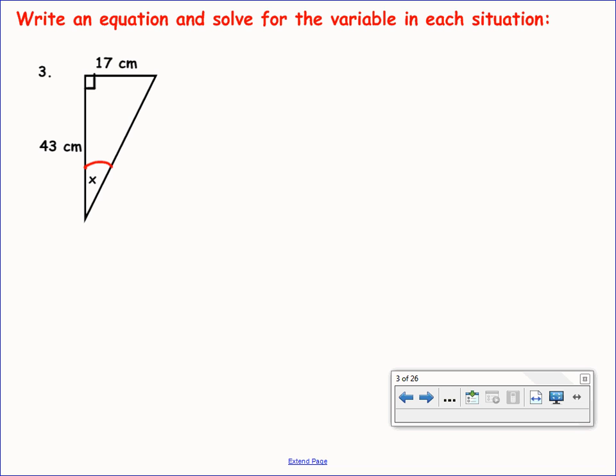Carson? Cosine? Raise your hand if you used cosine for number 3. Cosine? No, not cosine? So what side length, in relation to x, is 17: opposite, adjacent, or hypotenuse? Opposite. Is 43 opposite, adjacent, or hypotenuse? Adjacent. So which trig function is opposite over adjacent?